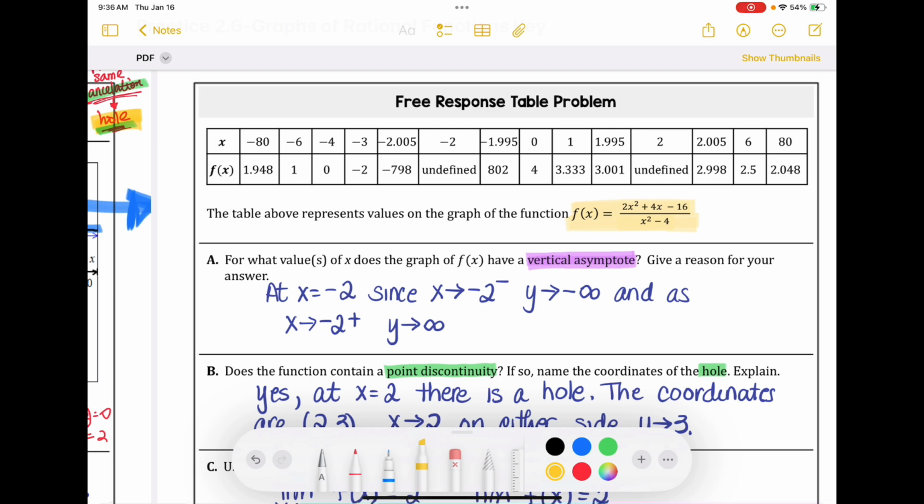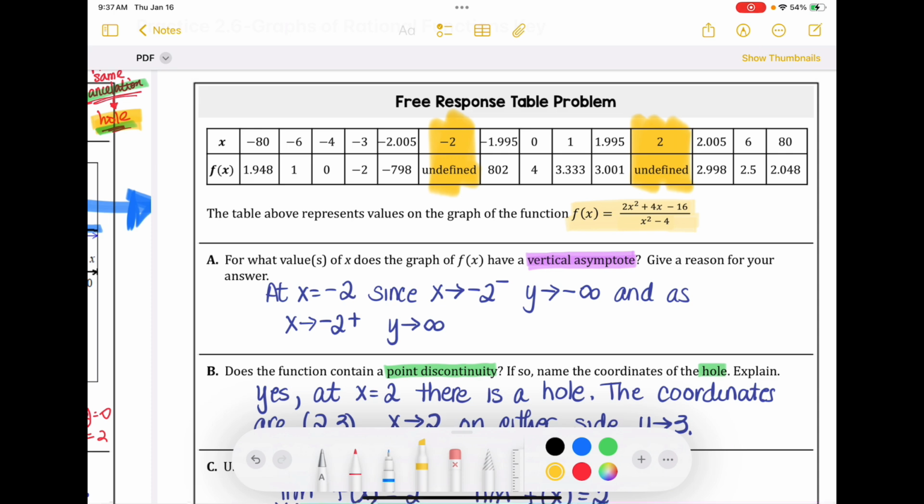So now, given a rational function, how do you know? Because you see the fraction style, something over something, right? So therefore, we know it's a rational function. So part A. For what values of x does the graph have a vertical asymptote? And give a reason. So you know that we like to look at the table. You notice two locations. When x equals -2 and x equals 2, it is undefined.